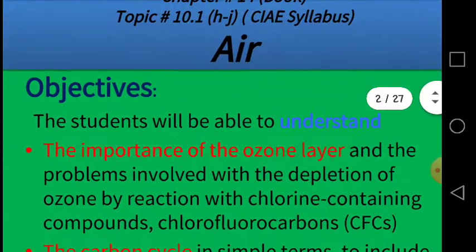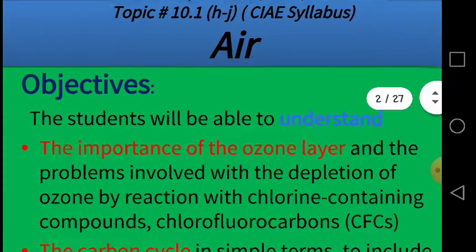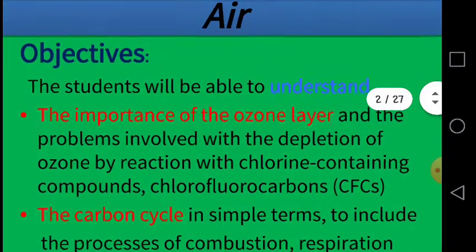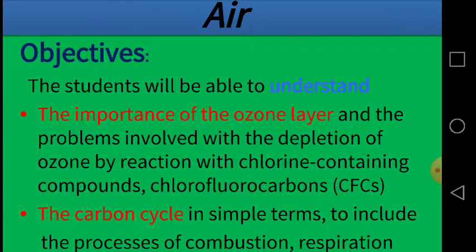Dear students, the objectives for today's understandings are as follows. First of all, we are going to discuss the importance of the ozone layer, what the ozone layer is, and what the problems involved with the depletion of the ozone are, including the reaction with chlorine-containing compounds like chlorofluorocarbons and others which are going to deplete this ozone layer from our atmosphere, and the problems associated with this depletion of the ozone layer.